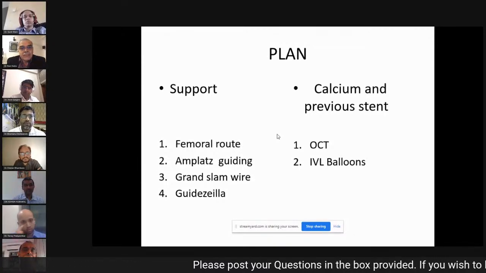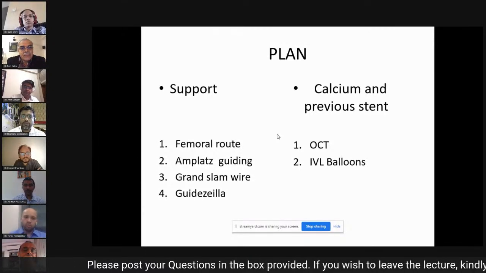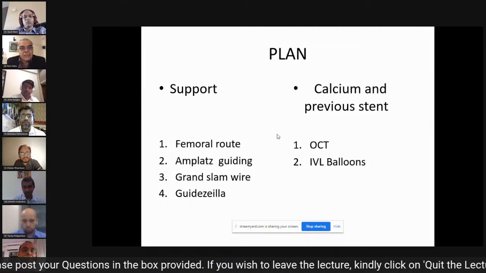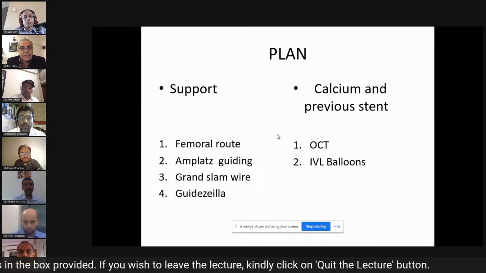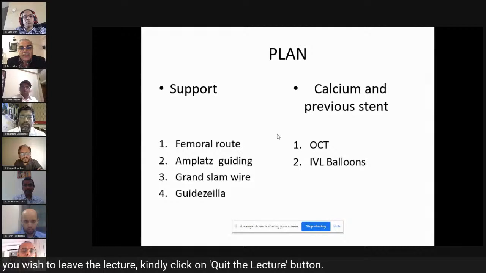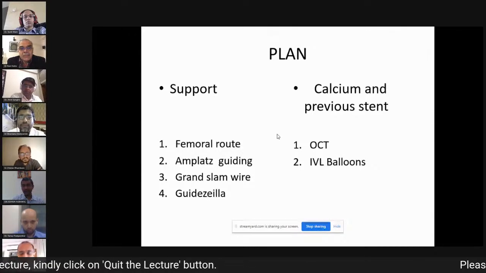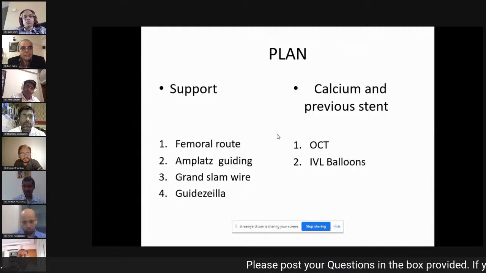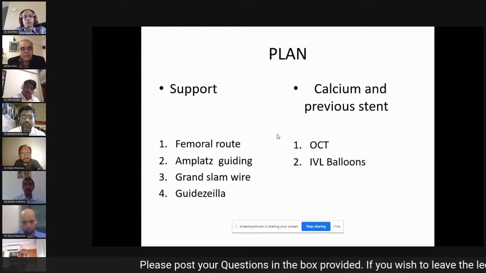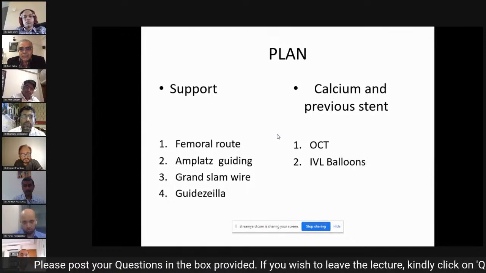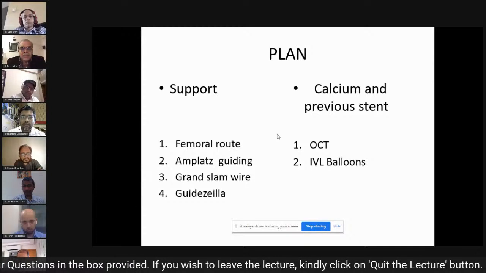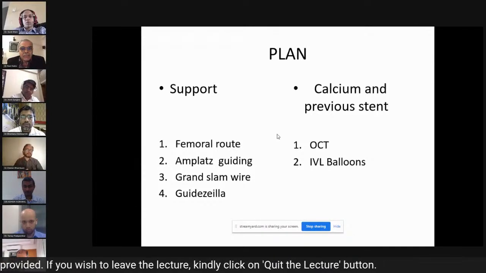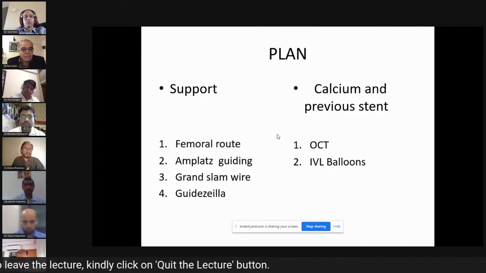We thought we'll go with a femoral route with a good support guide. We'll keep a support guide wire also handy, and we'll require a guide extension. And we thought of imaging. Fortunately, OCT was available with us. Of course, we had to plan it the next day of the angio. And we thought of a debulking strategy with the help of IVL balloons. We thought that we will probably avoid rota in view of the previous stents.